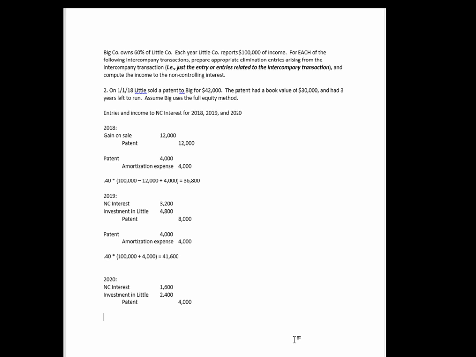Now we need to again adjust the amortization expense. So we're going to debit the patent and credit amortization expense. For the income to the non-controlling interest, it'll be the same as it was back in 2019. They're going to get their share of Little's adjusted, realized earnings. Reported earnings are $100,000, plus we've got that $4,000 increase in income due to the removal of part of the amortization expense.